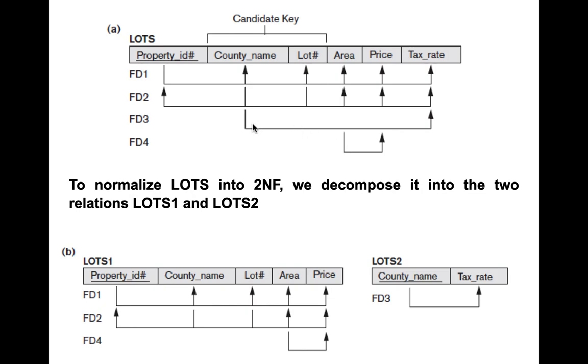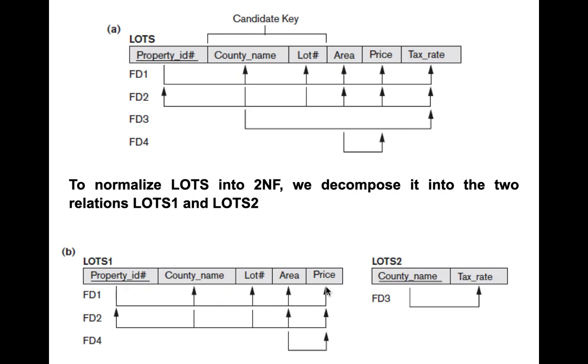So in order to remove the 2NF violation, that is county name gives tax rate, this schema is divided into 2. This schema was named lots, and lots is divided into lots 1 and lots 2. We can see county name gives tax rate, that part is made into another relation and county name would be the primary key for that. This should be clear if you have followed the problems for normalization. What would be the content of the other one? Property ID, county name, lot, area and price.